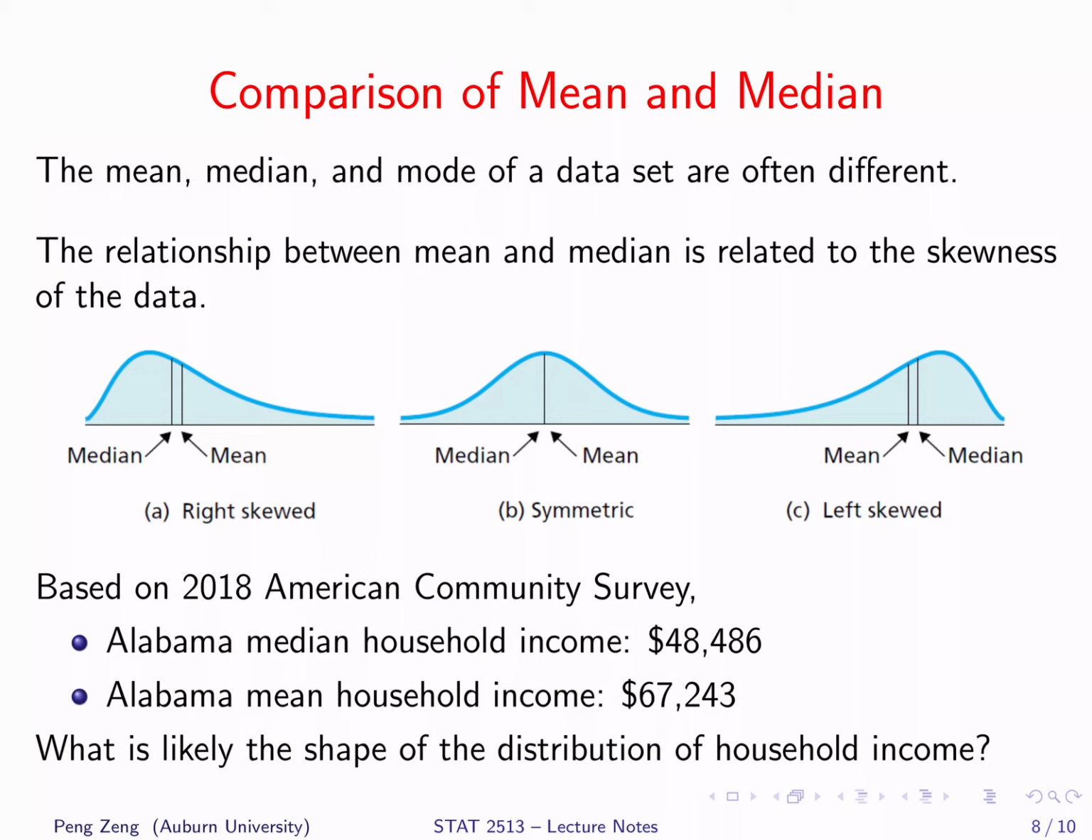Based on the 2018 American Community Survey, Alabama median household income is $48,486, and the mean household income is $67,243. What is likely the shape of the distribution of household income in Alabama? Because the mean is much larger than the median, the distribution is likely to be right-skewed.